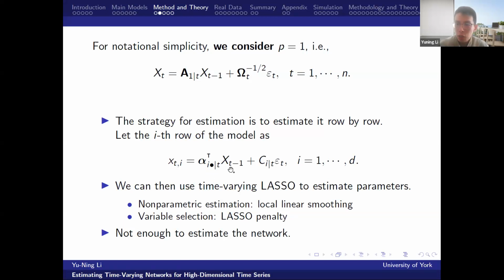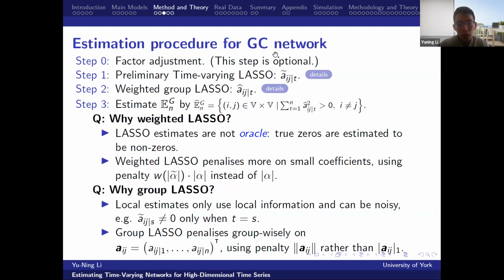To deal with these two problems, we firstly use non-parametric estimation, the local linear smoothing, which uses kernels as weights to estimate the parameter locally. And then to deal with the high-dimensional problem, we use lasso-type estimation. So we combine these two in our estimation. Even so, that is not enough to estimate the network, since we only estimate the parameters. So the whole estimation procedure is like this.